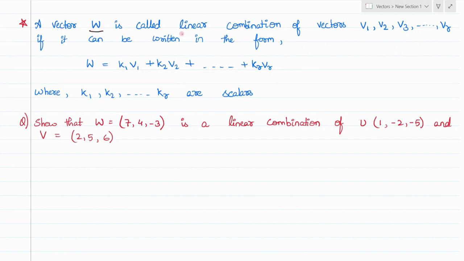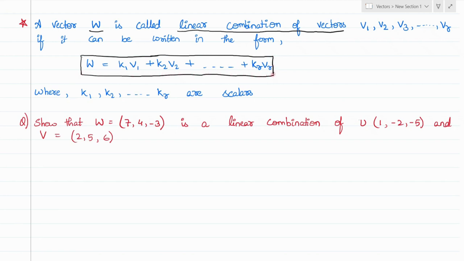A vector W is called a linear combination of vectors v1, v2, v3 and so on till vr if it can be written in the form W is equal to k1 into v1 plus k2 into v2 so on till kr into vr, where k1, k2 and so on till kr are called the scalars. So let's see an example over here.